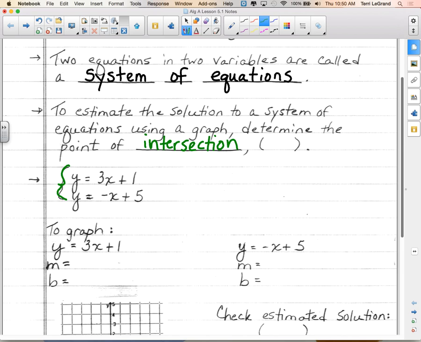Now, if your graphing calculator turns off while I'm busy typing away, don't worry about it. It's an automatic shut-off thing. We can just turn it back on and it won't lose anything.